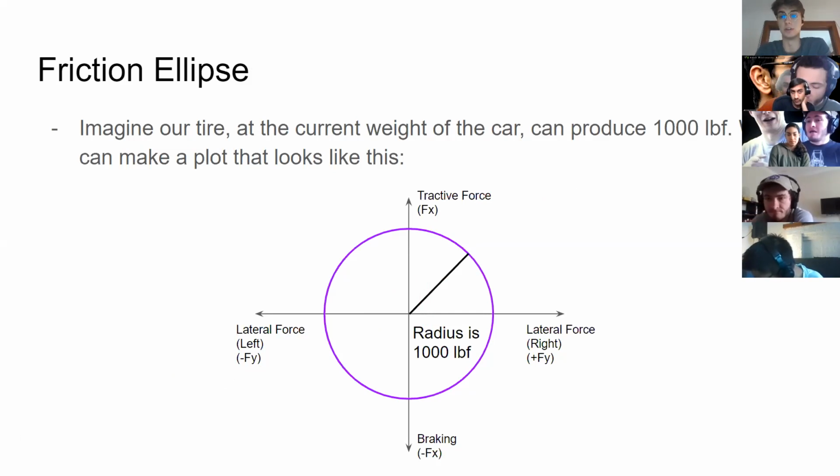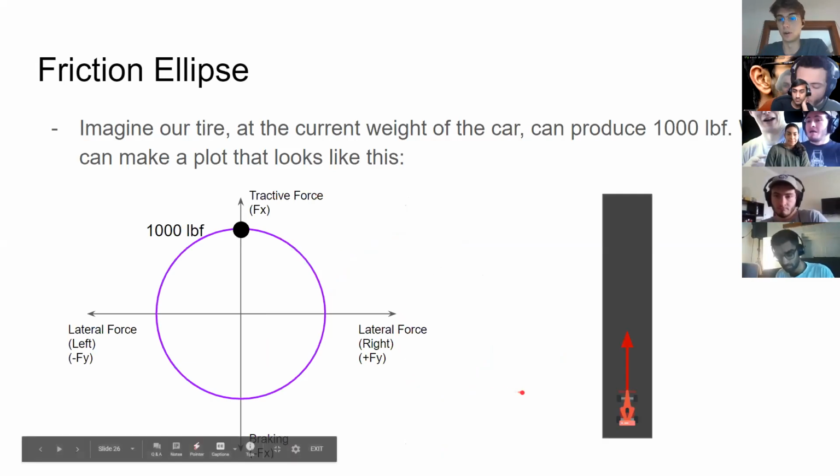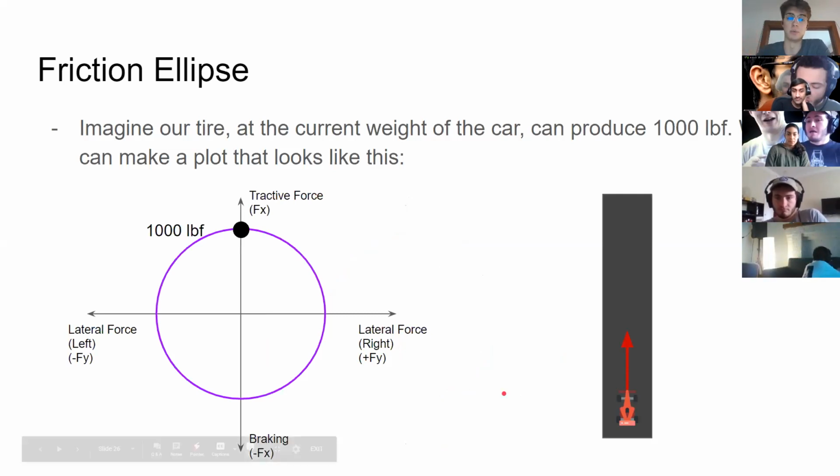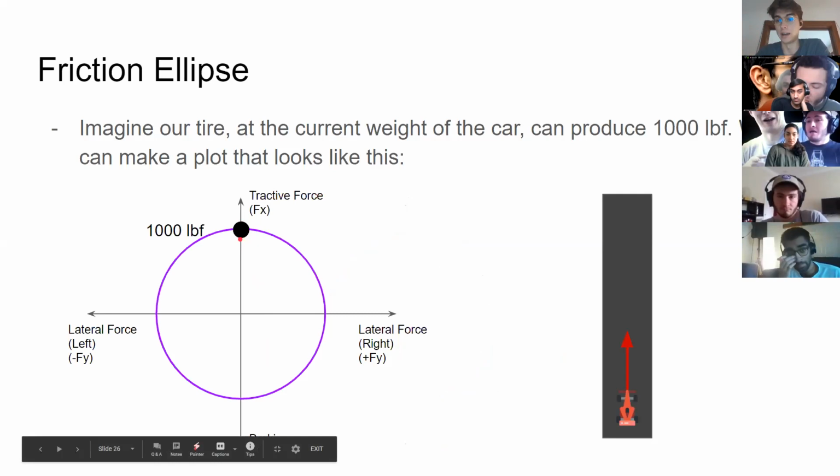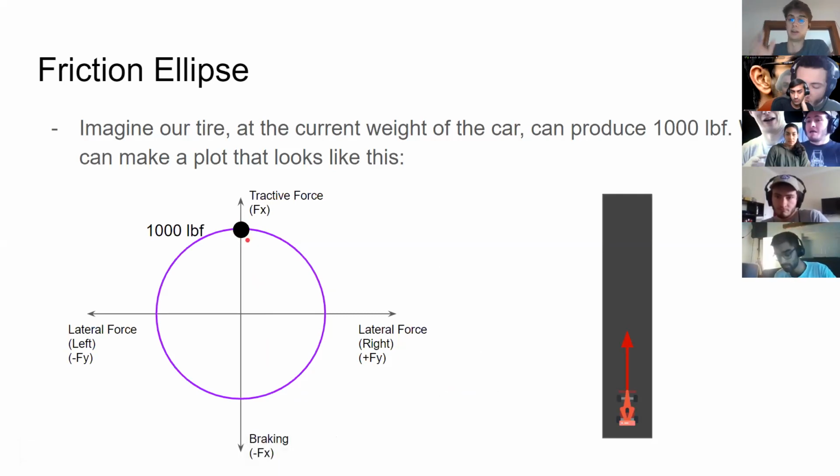There are cases where this is not exactly a circle. It can be slightly more elliptical, where you can sometimes produce more lateral force than tractive force, depending on the way that the tire is made. Another thing to note is that there are different types of tires that can produce forces in different ways. But for simplification, let's imagine we have a friction circle. If we're going down a straightaway, we would want all of our force to be in the longitudinal direction because we're not turning at all. And so we'd want to be on this y-intercept of the friction circle, where we're providing 1,000 pounds of force directly in the longitudinal direction.